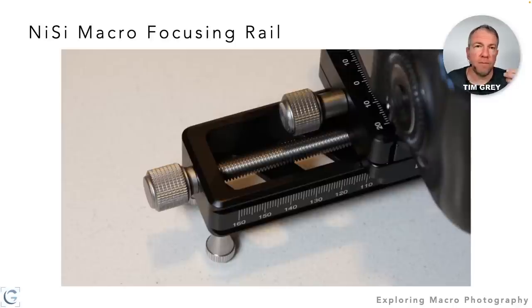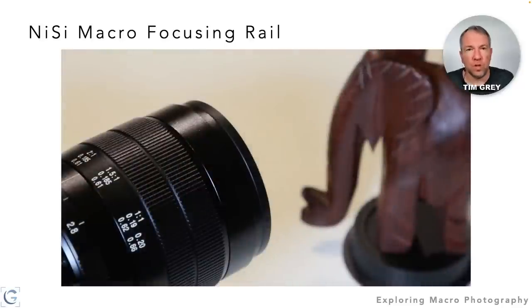So again, using the camera's live view display on the LCD, probably zooming in on that display so that you can get a closer look at the area that you want to make sure is in sharp focus, and then using that focusing rail to just rotate the screw.